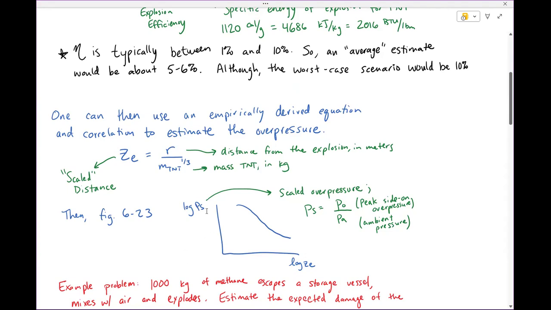So this is figure 6.23 in your text. Before I talk more about that, we have to know what the scaled distance is. R is the distance from the explosion in meters, and MTNT is the mass of TNT, which we calculated from the equation below. So you take the mass of TNT, you take the cube root of it, and you divide the distance by that. That gets you your scaled distance, ZE.